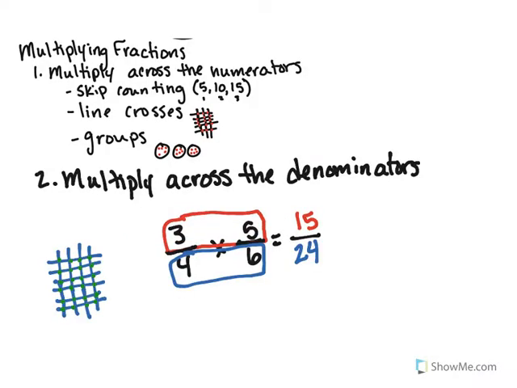And my second step is the same, but I'm multiplying across the denominators. So I can still use skip counting, line crosses, or groups if I don't know 4 times 6 off the top of my head. Here I demonstrated with line crosses. I made 4 lines going down, 2, 3, 4, and 6 lines going across. And then I counted, using little dots, the intersections of those lines to get 24.